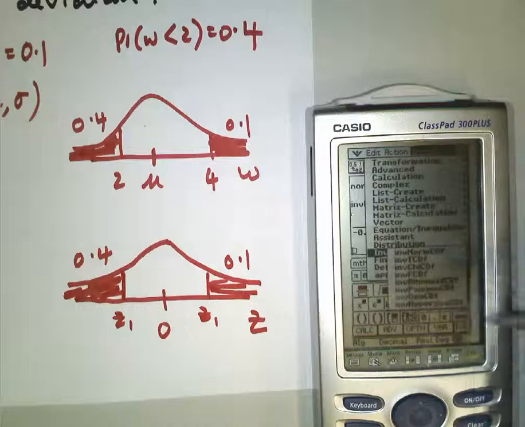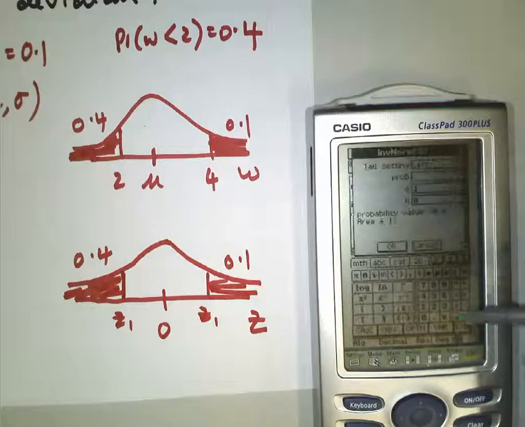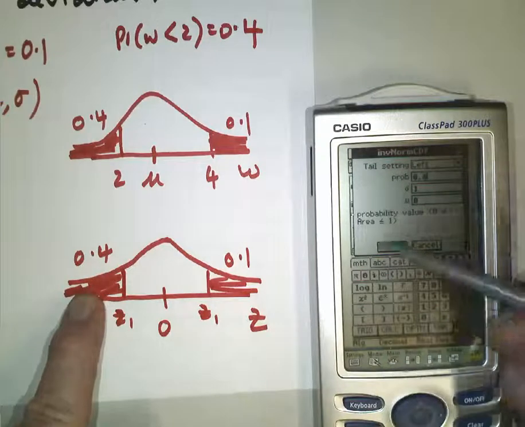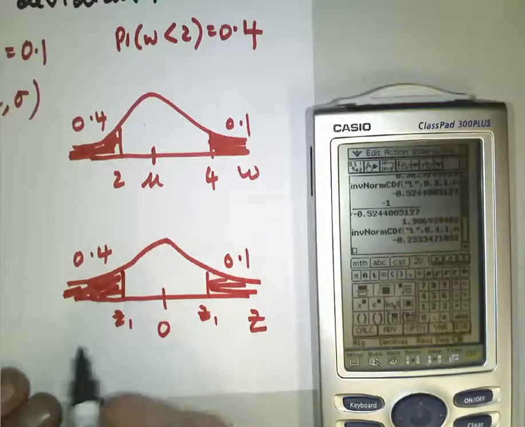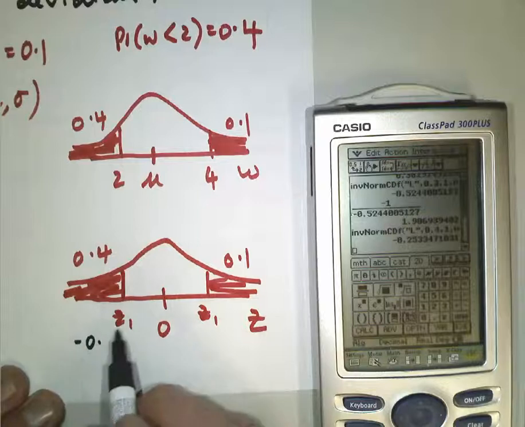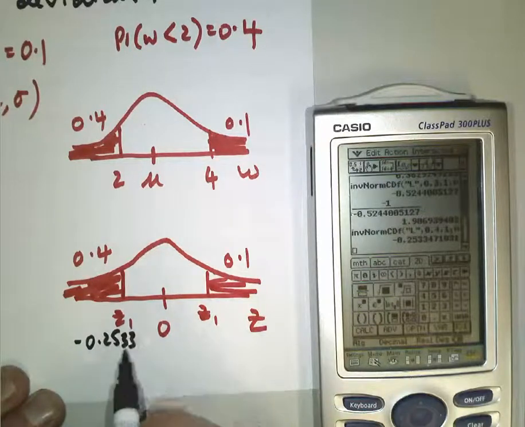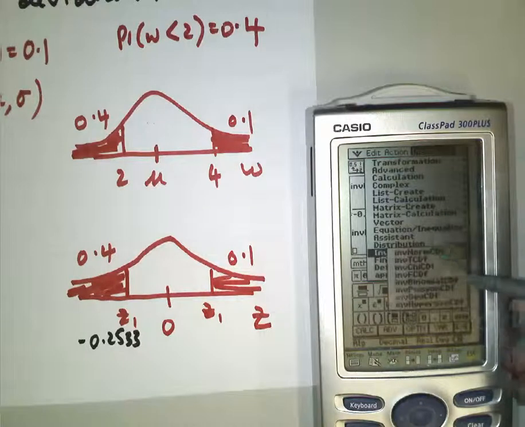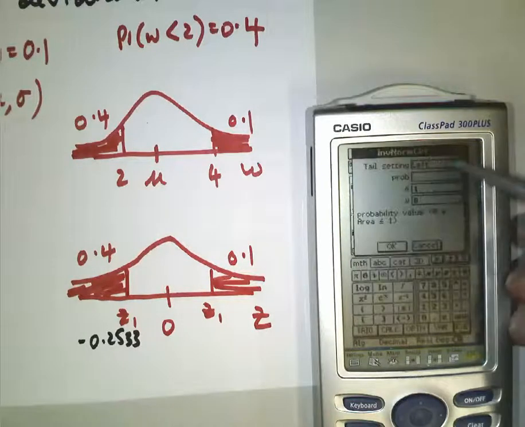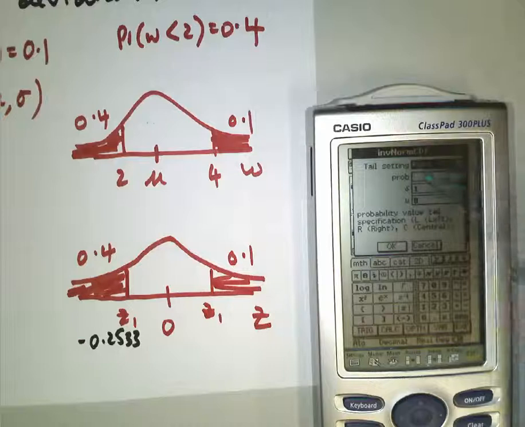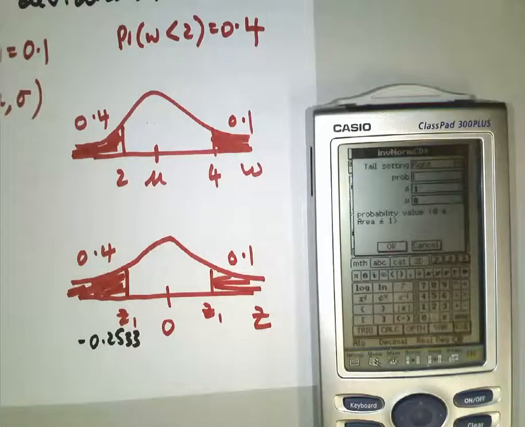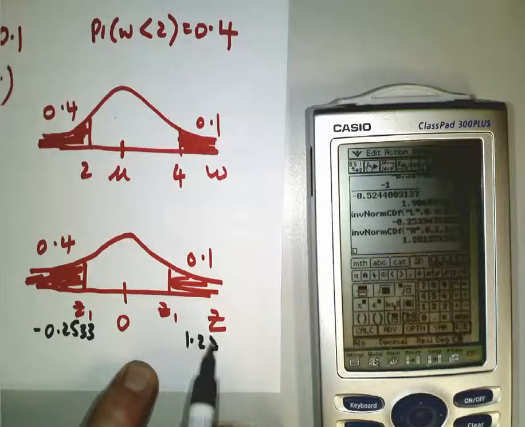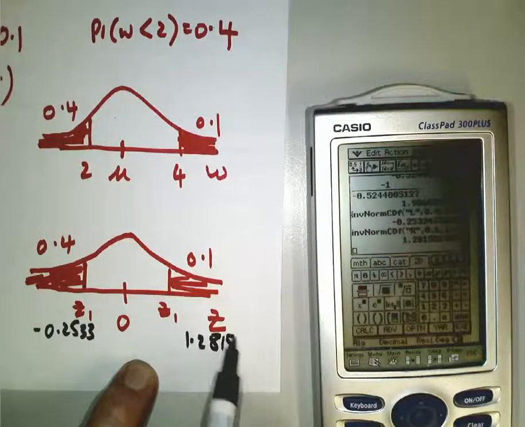Interactive inverse distribution CDF. I want left tail, a probability of 0.4. Okay, and that tells me that Z equals negative 0.2533. And interactive inverse distribution normal CDF, I now want right tail, and the probability is 0.1, and that tells me that Z equals 1.28155.